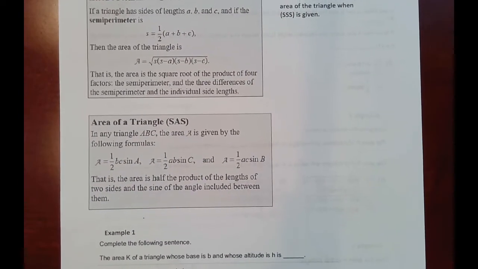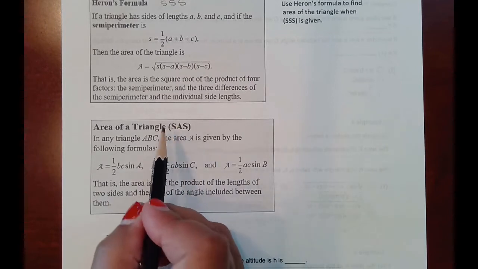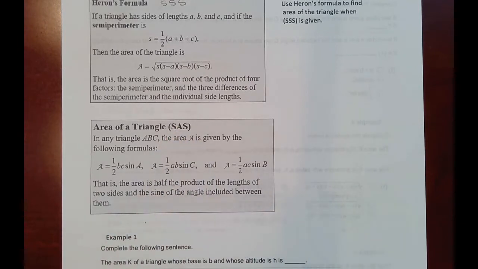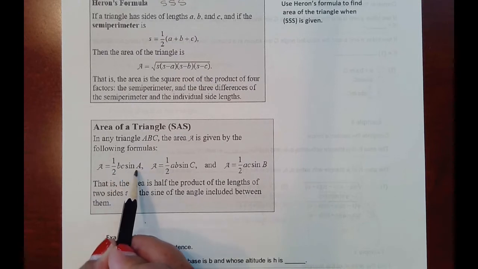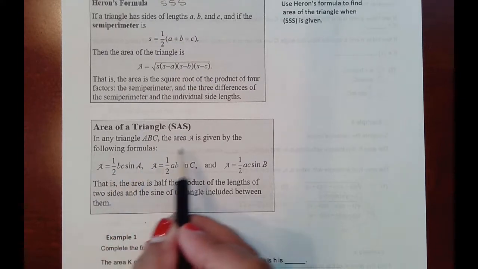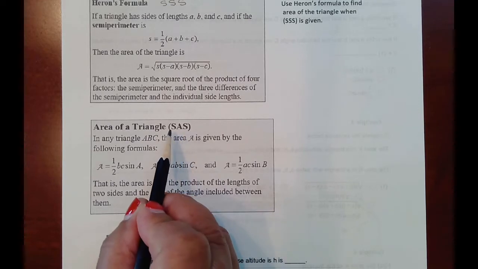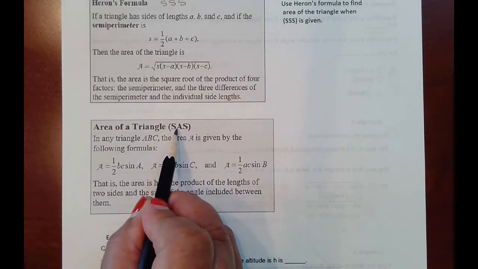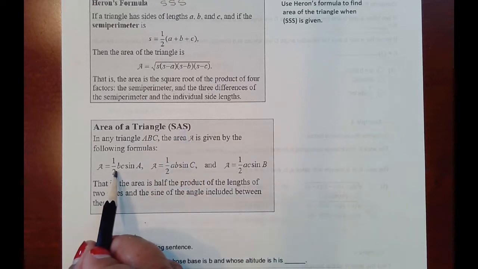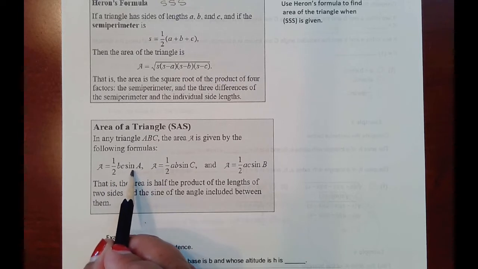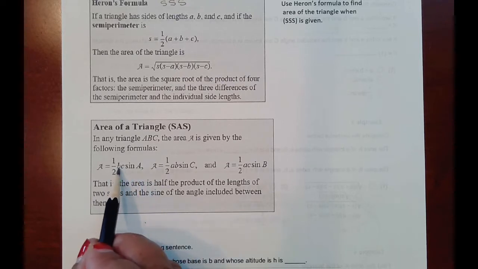Area of a triangle if you are given side angle side. Well, in that case, you're going to take the two sides that are given. This will be the angle in between them, because that's what side angle side means: you're given two sides and an angle that's in between the two sides that you have values for. So you're going to multiply the two sides you're given, cut it in half, and then multiply that by the sine of the angle that's between these two sides.